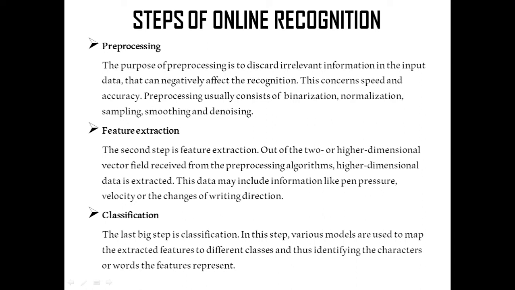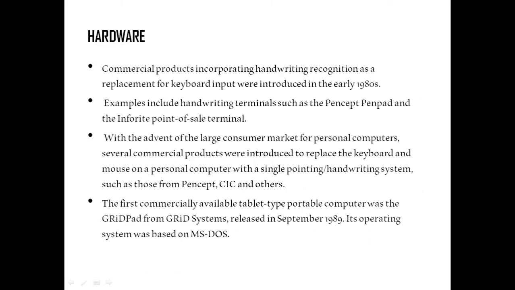In this step, various models are used to map the extracted features to different classes and thus identify the characters or words the features represent. Next one is hardware. It comes under online recognition.